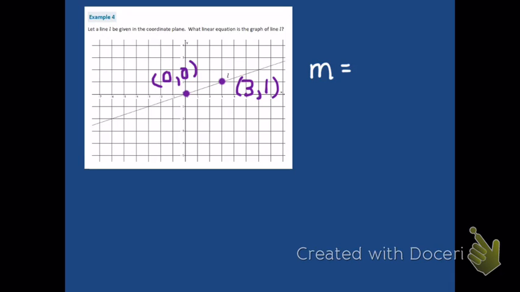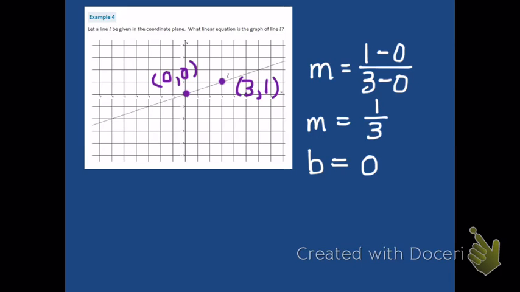Okay, so the points that I chose are 0, 0 and the point 3, 1. That gave me a slope calculation where I subtracted the y coordinates and I got 1 minus 0, and subtracted the x coordinates, 3 minus 0, or I could just note that the rise is 1 for a run of 3. So the slope is 1/3. My y-intercept is 0, so this one is pretty simple to do. I don't need to solve for b. I can just see that the equation of this line is y equals 1/3 x.